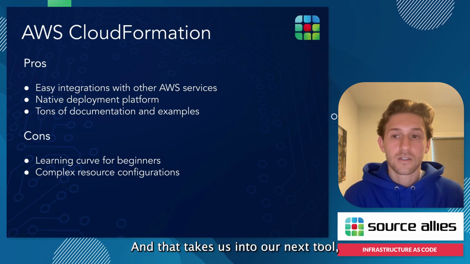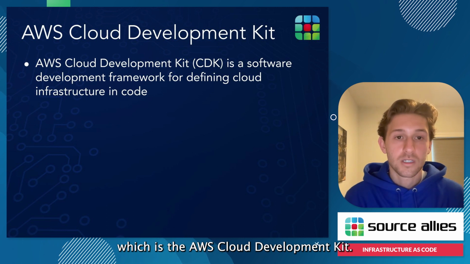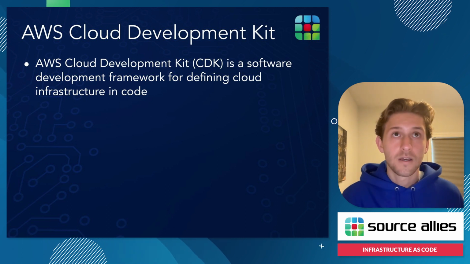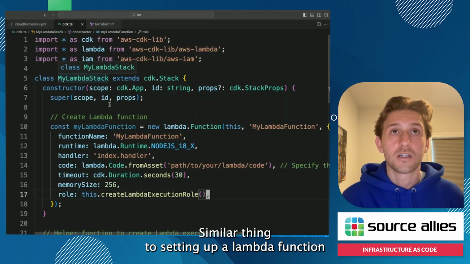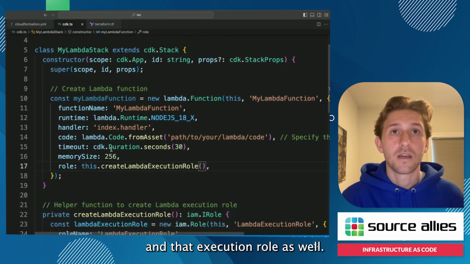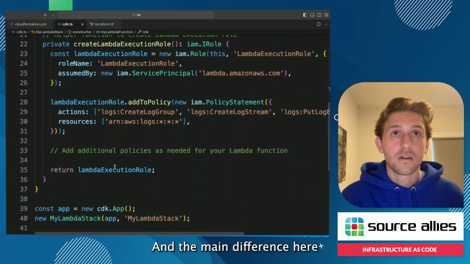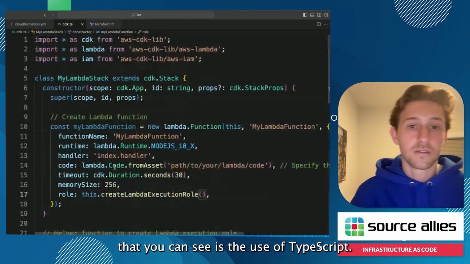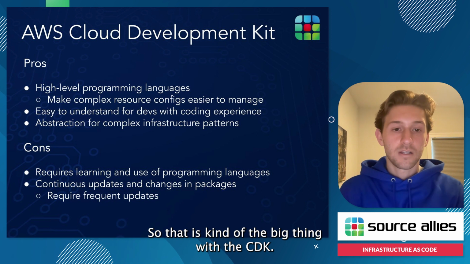And that takes us into our next tool, which is the AWS Cloud Development Kit. So quickly go through the code here. Similar thing, just setting up a Lambda function and that execution role as well. And the main difference here that you can see is the use of TypeScript. So that is kind of the big thing with the CDK.